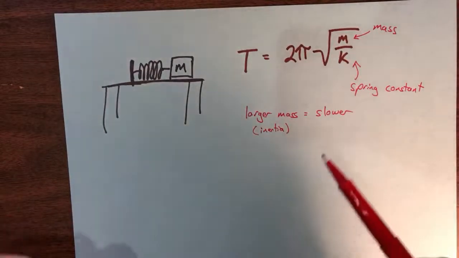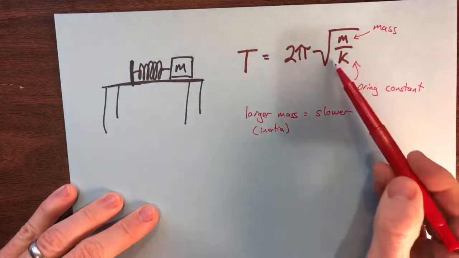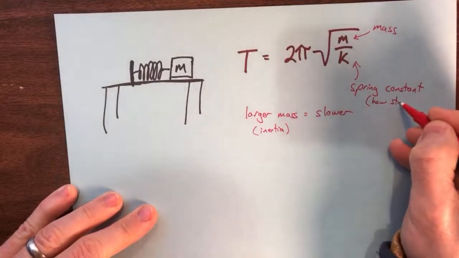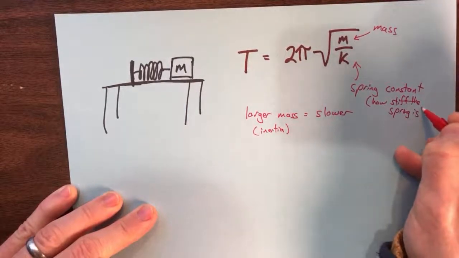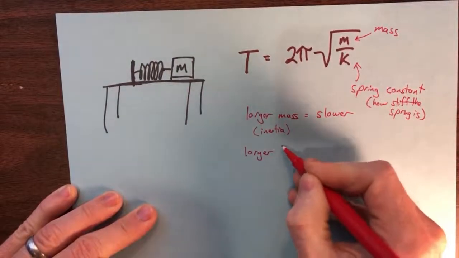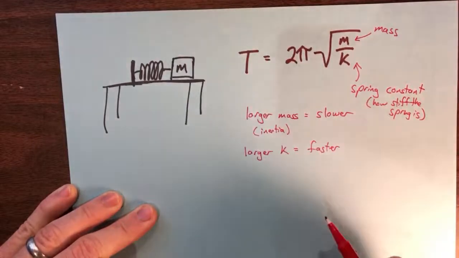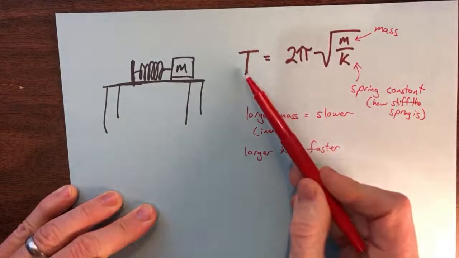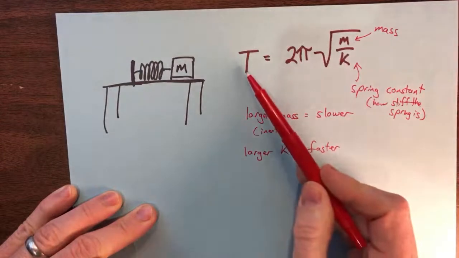Next up, we have down here in the bottom, in the denominator, the spring constant. And the spring constant tells you essentially how stiff the spring is. So if we have a larger value of k, that's going to be a faster spring system. As you increase k, that's going to decrease your period, which means it's going to go faster, right? It's on the bottom. So as you increase k, that's going to decrease the period.